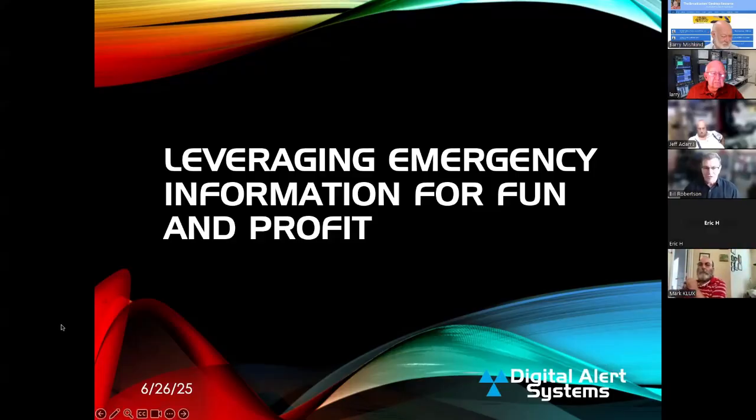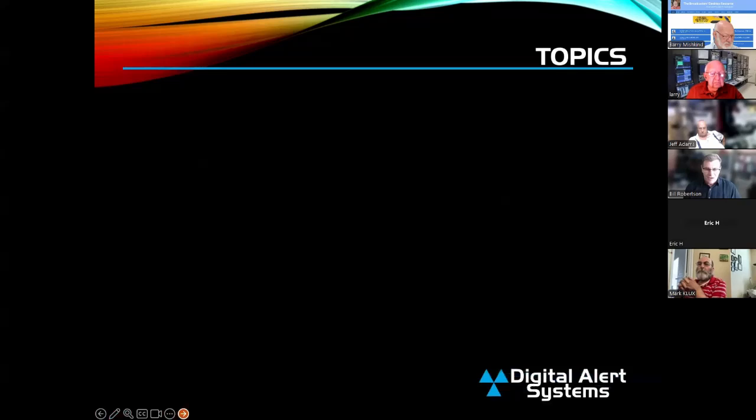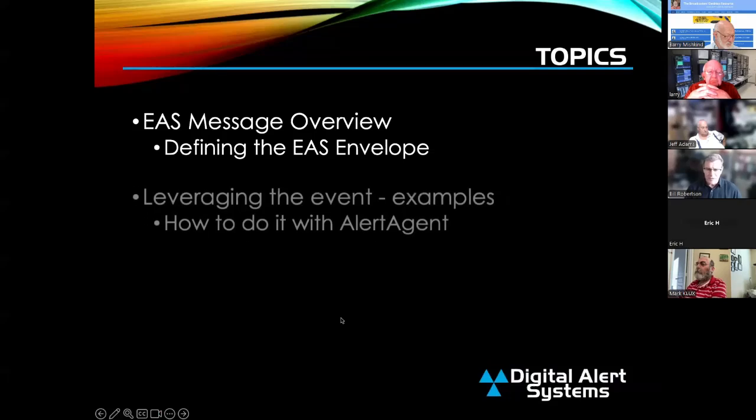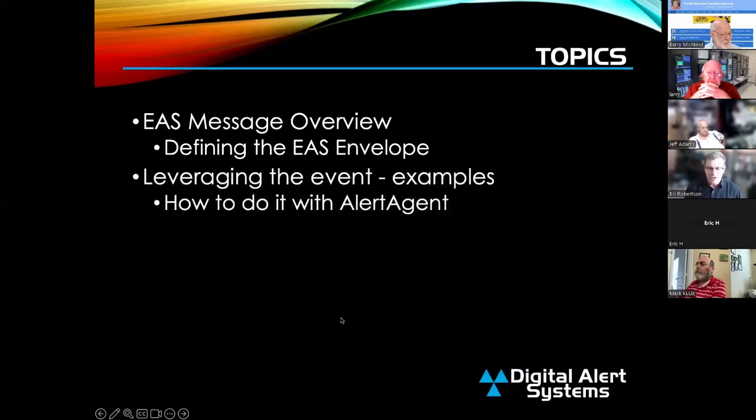So I wanted to spend a little bit of time, Barry, on some of the stuff that you had mentioned in the lead up to that. Today we want to talk a little bit about the EAS message and defining the envelope. I'm going to explain that because it's going to be important as we go through some of the other parts. How can we leverage the event? That seems kind of strange. Like, what are you talking about, leveraging an alert? But there are some options and some interesting things that can be done, and I'll explain a little bit more.